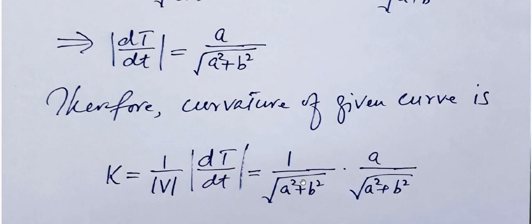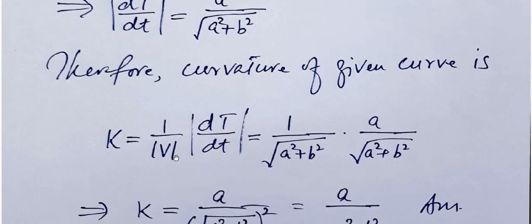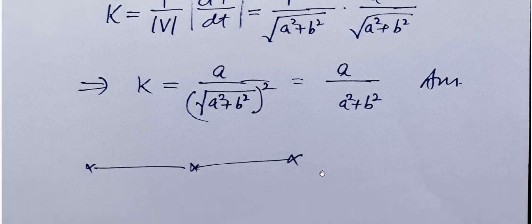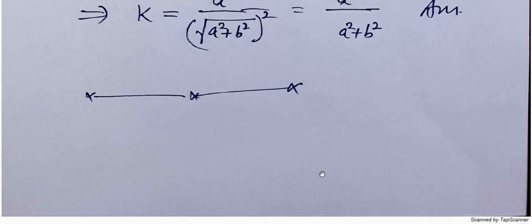Therefore, the curvature of the given curve is κ equals 1 over the v magnitude times the magnitude of dT over dt. So 1 over the v magnitude, you already know, is 1 over the square root of a² plus b², multiplied by the magnitude of dT over dt, which is a over the square root of a² plus b². Both are square roots with power 1, so together it becomes power 2, and the square and square root cancel, so it will be a over a² plus b². So this is your curvature. It's very simple, so please try to solve other questions at home.